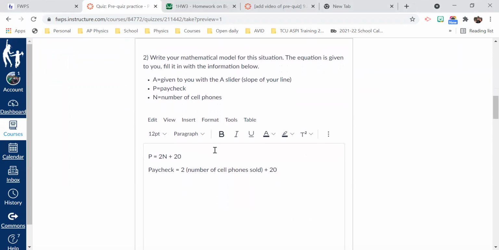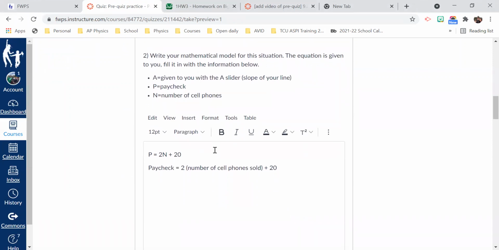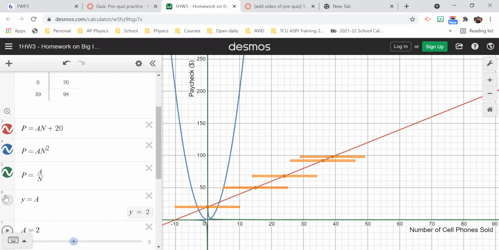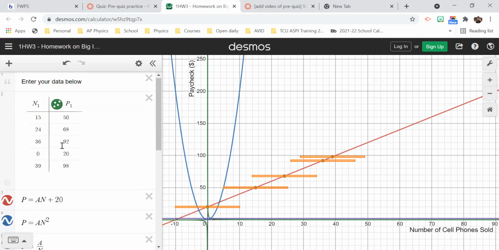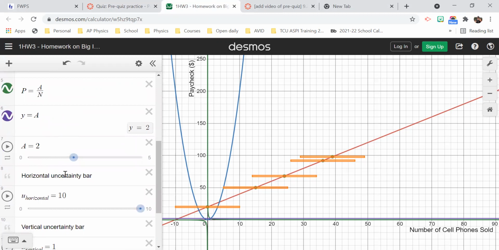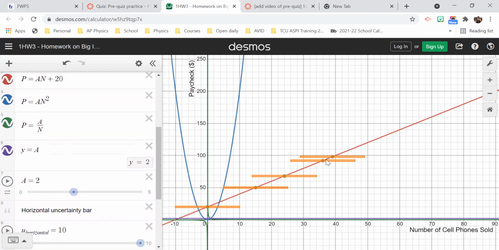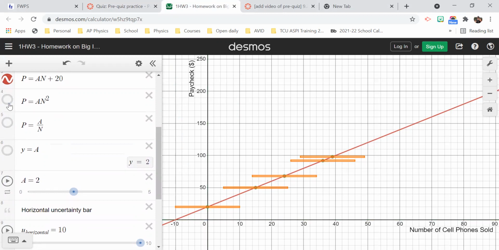Then it says write out your mathematical model for the situation. I know a couple of y'all reached out and said, how do I know what my mathematical model is? Well, it's the equation that best fits that data. As you move that A slider bar, and I know it's not at the top like it was in other ones, but you had to search for it a little bit, which of those lines fits through the majority of those data points? Well, purple line is out, it's resting on the bottom. Green didn't do anything. And blue does not fit it.